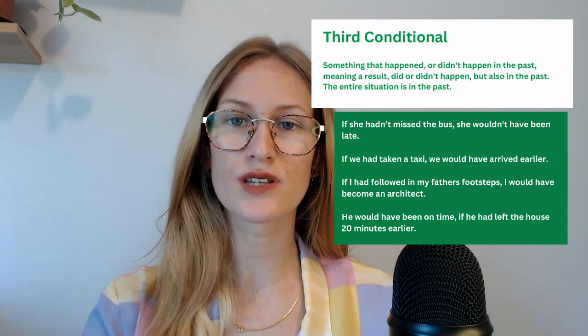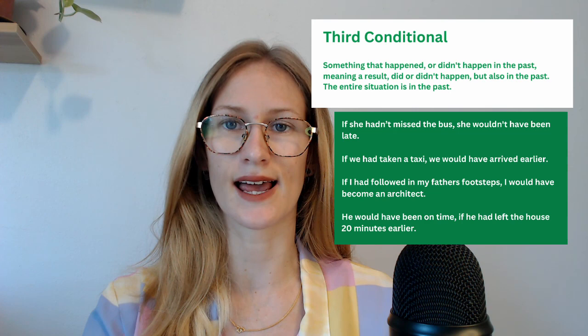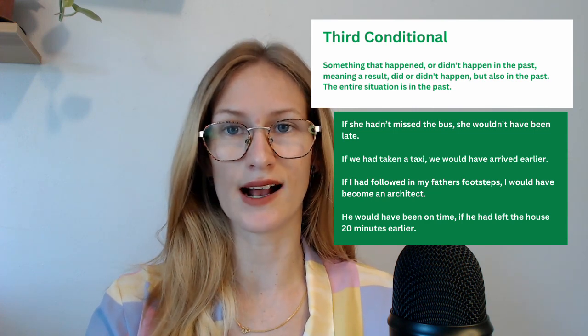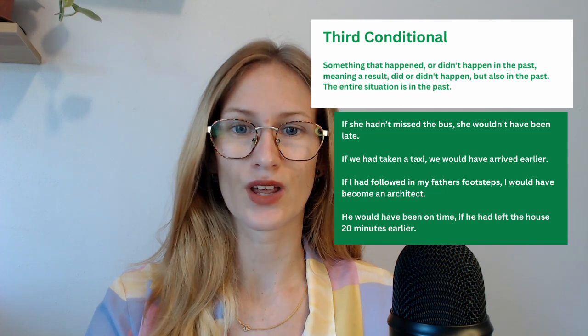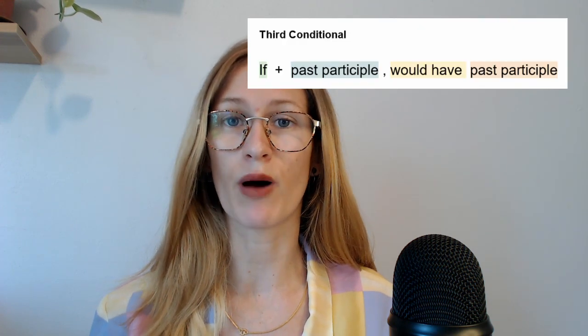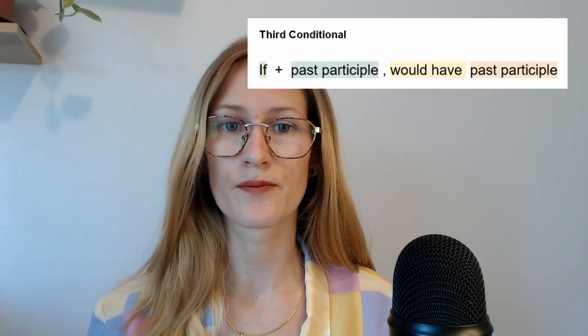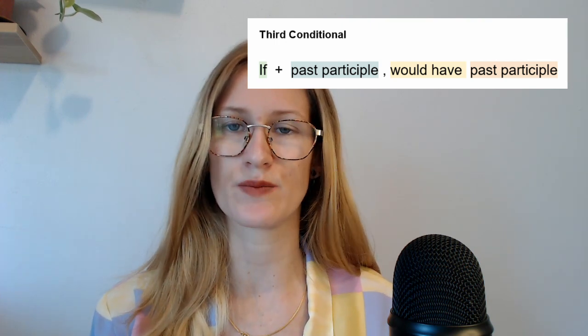If I had followed in my father's footsteps, I would have become an architect. He would have been on time if he had left the house 20 minutes earlier. So all of these situations are in the past and the result is in the past. They affected something that was in the past. We create the third conditional by using the past perfect first, using would have, and ending with the past participle.